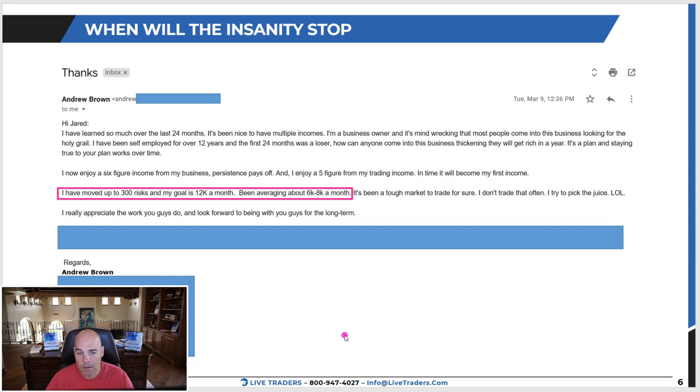Okay, and the reason I'm bringing this up is one, to show the consistency, but two, more importantly, to show where they came from. Right. This isn't a person who came in with hundreds of thousands of dollars and grandiose ideas of becoming rich quick. He's a very slow, conservative, step-by-step approach.